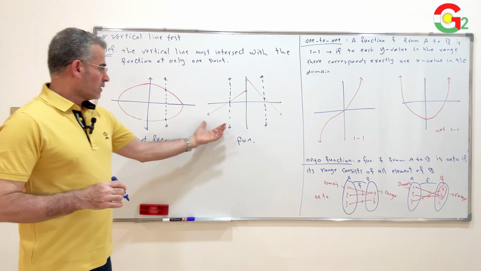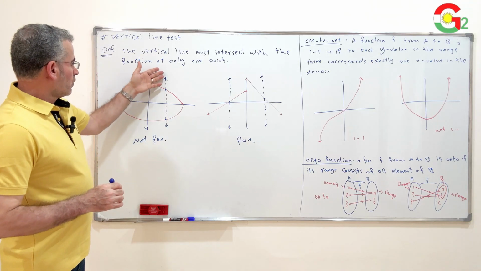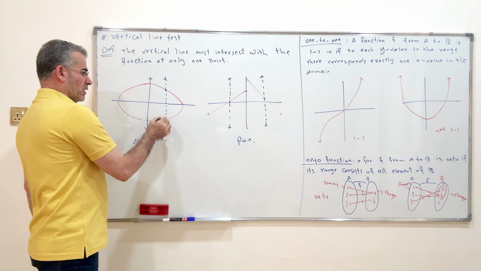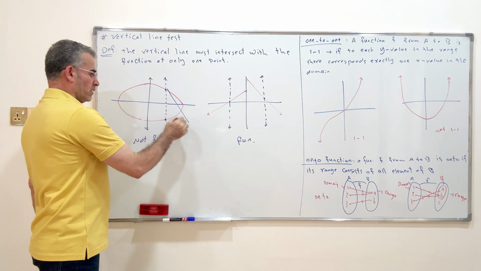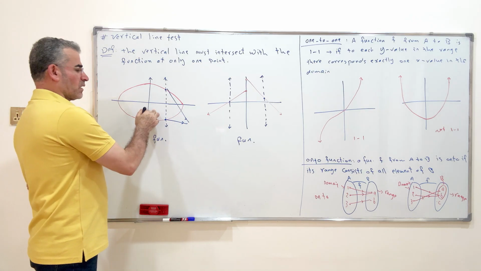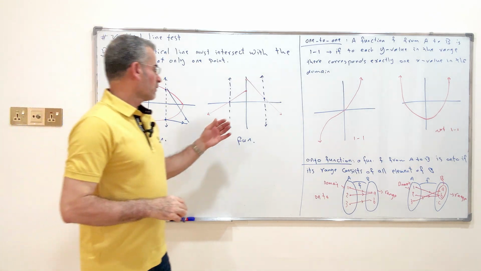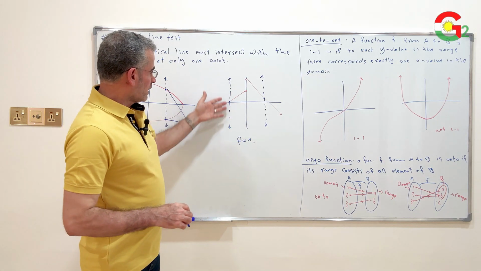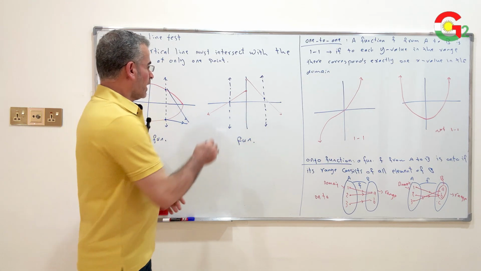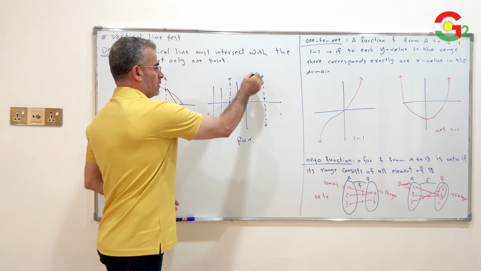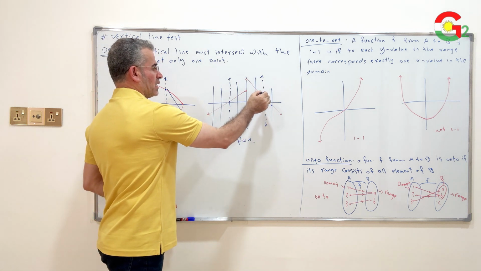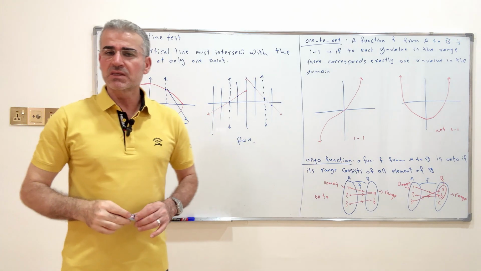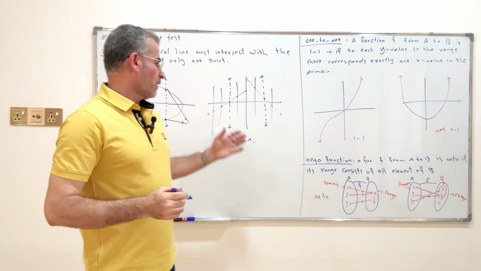As we see in these two graphs, when we draw a vertical line here, we see that the vertical line intersects with this graph in 2 points. Then this graph is not for a function. But if we see this graph, when we draw a vertical line anywhere on the function, we see that the vertical line intersects with the function in only one point. Then this graph is for a function.